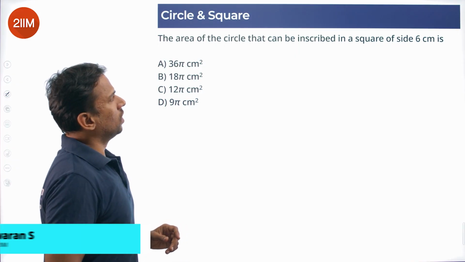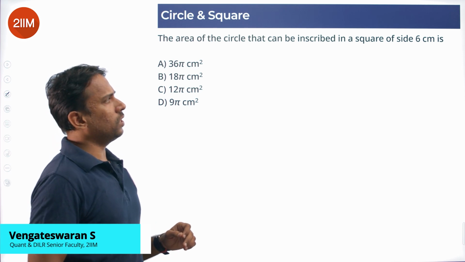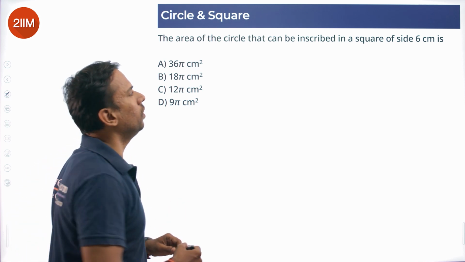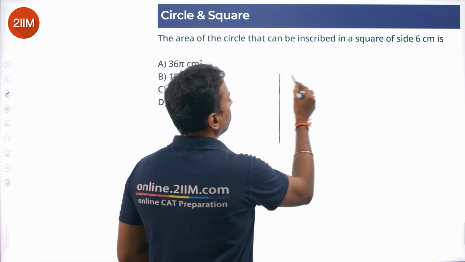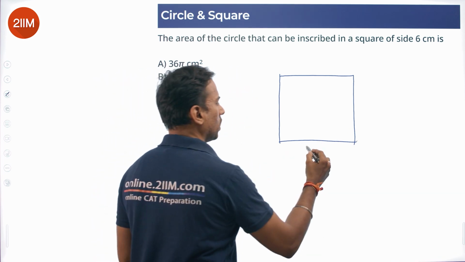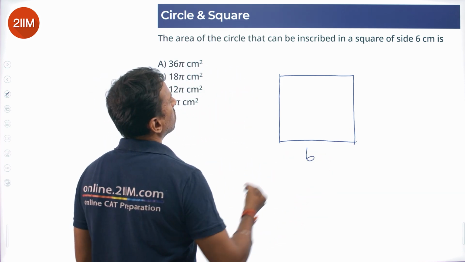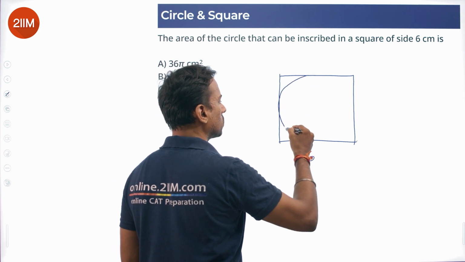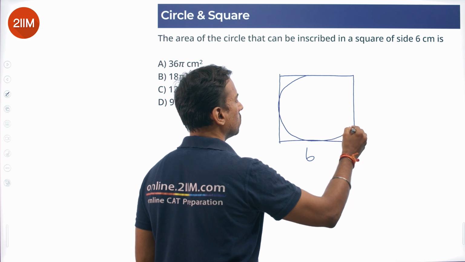The area of the circle that can be inscribed in a square of side 6 centimeter is a straightforward question, very simple. So we have a square, and it's given the side of the square is 6 centimeter. There is a circle inscribed in the square. So that means the circle has to be like this.